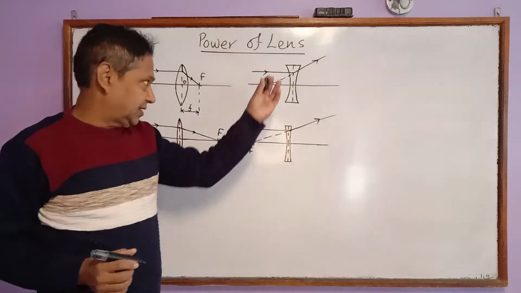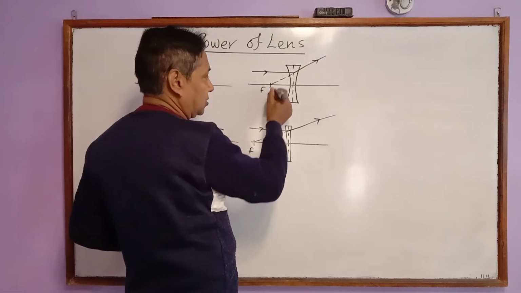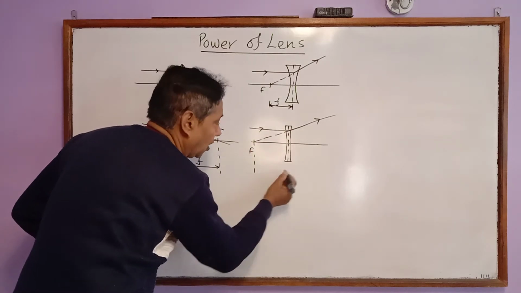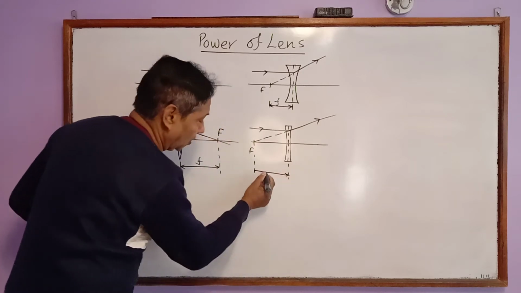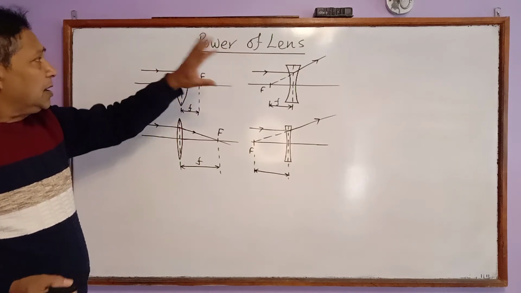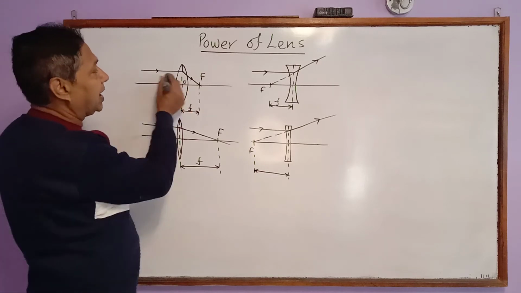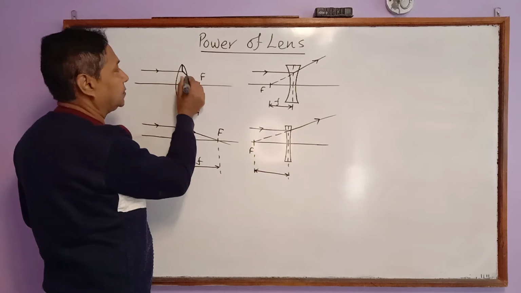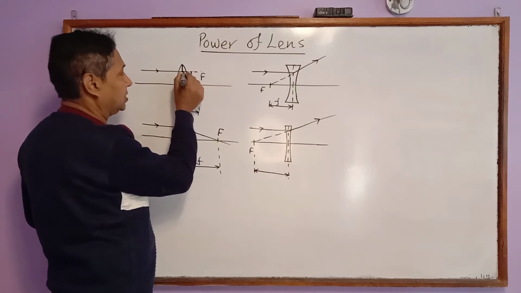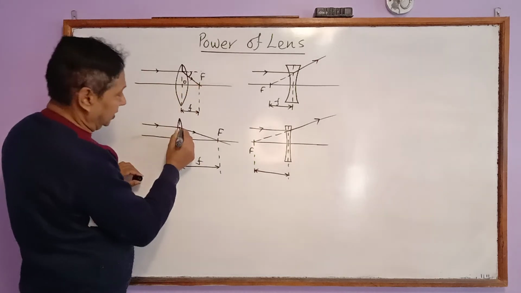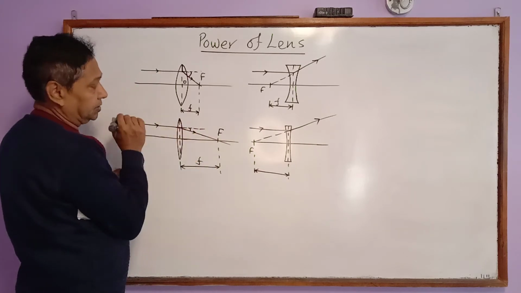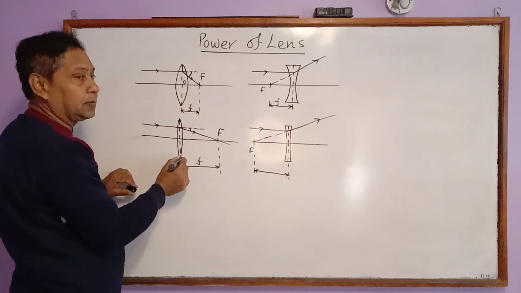Now, what is the difference between these two lenses? In this case, the distance from the optical center to the focus is comparatively less. But in this case, the distance from the optical center to the focus is comparatively more. Actually, this diagram represents the power of lens. What is power of lens? In this case, think of the converging capacity of the lens. If this convex lens is not present, what happens? The light ray goes like this. But because of the convex lens, with this much angle, the light is focused. And in this case, if there was no convex lens, light passes this way, but it is converged this much. What does it mean? The converging capacity of this lens is greater than the converging capacity of this lens.